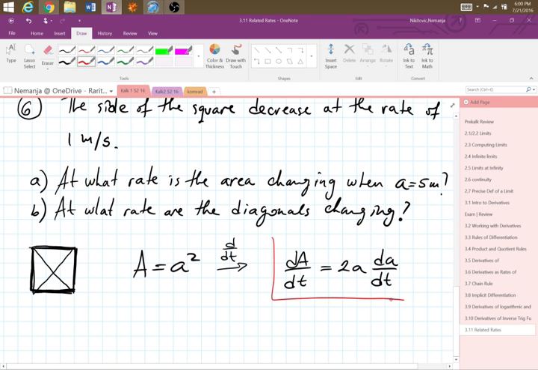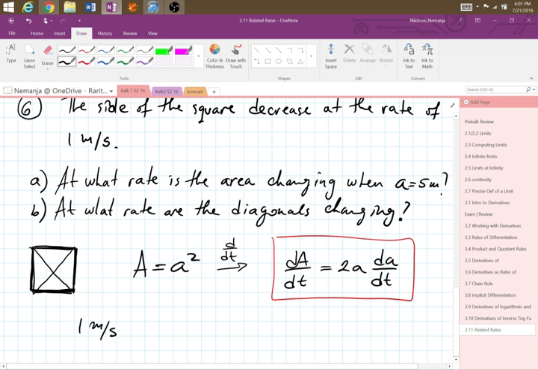This is your mathematical model for the problem, because this equation relates the change of the area to the change in time of the length of the side. And now you plug in everything that you see. It says the side of the square decreases at the rate of 1 meter per second. So what is this 1 meter per second? What variable? We have dA/dt as a variable, a as a variable, and da/dt lowercase, right? So what is 1 meter per second?